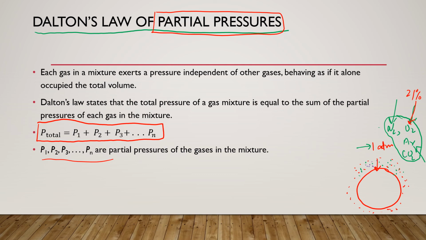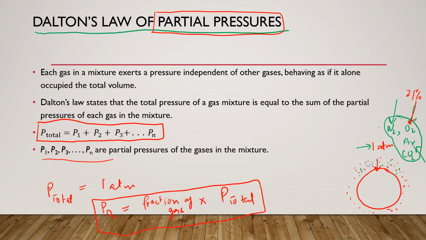So if we want to calculate the partial pressure of oxygen at sea level, we know the total pressure is 1 atm. So P total is 1 atm at sea level. So if you want to calculate the partial pressure of oxygen, PO2 will be equal to the fraction of that gas multiplied by the P total. By using this formula, we can calculate the partial pressure of any gas.